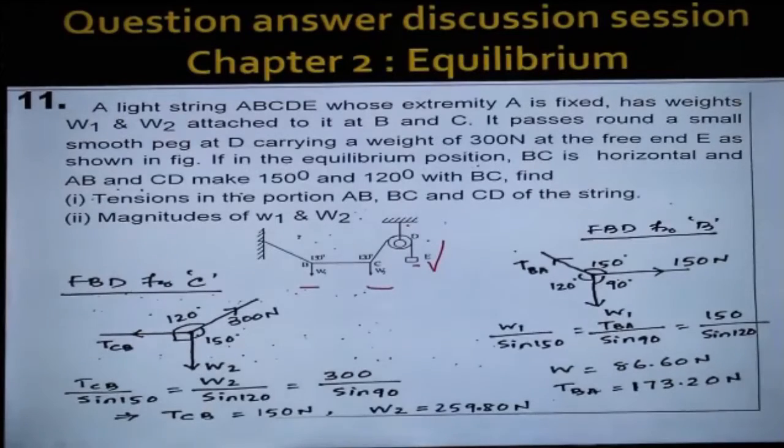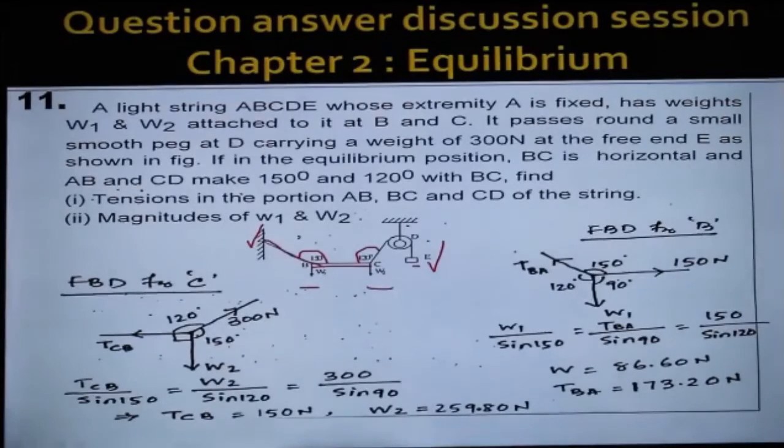If in equilibrium position BC is horizontal, and AB and CD make 150 degree and 120 degree with BC, where BC means horizontal, find the tension in the portion AB. So this point is A, then the AB portion, then the BC portion, then the CD portion, and the magnitudes of W1 and W2.